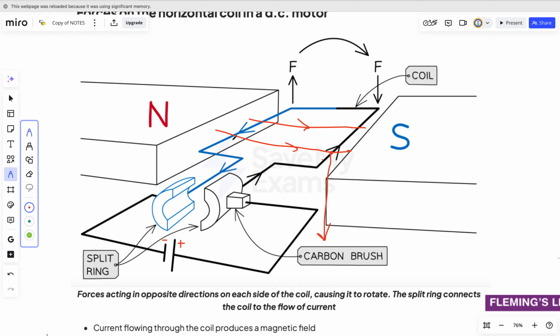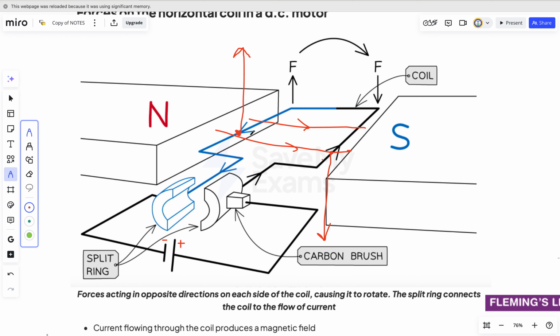According to Fleming's left-hand rule, when the current is going down, with the north pole on the left and the south pole on the right, if you hold your left fingers at 90 degrees between the thumb, the first finger and the second finger, then the current is flowing downward, and the force will act upward. So there will be a magnetic force or motion acting upward here.